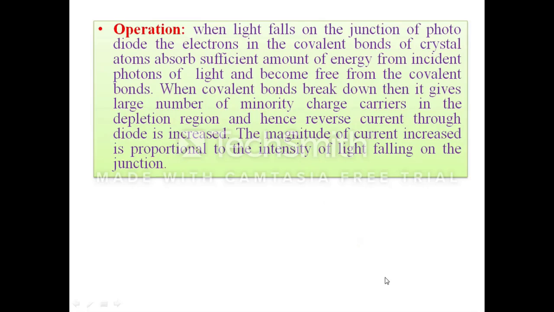Then about the operation. When light falls on the junction of the photodiode, electrons in the covalent bonds of crystal atoms absorb a sufficient amount of energy from the incident light and become free from the covalent bond. When covalent bonds break down, minority charge carriers are generated in the depletion region, and this increase in the minority charge carriers increases the reverse current of the photodiode. The magnitude of the reverse current flowing through the photodiode is proportional to the intensity of light falling on its junction.